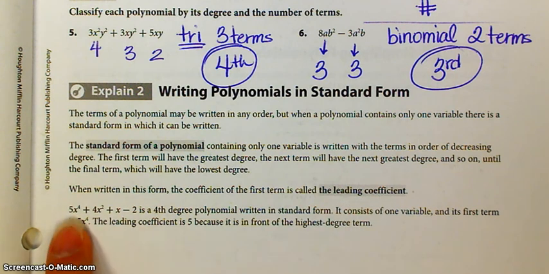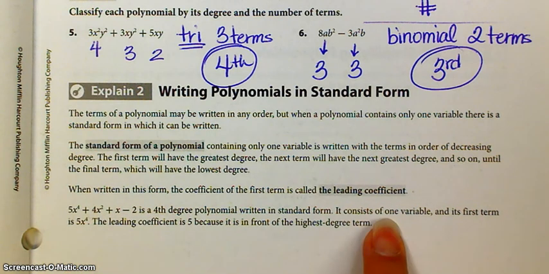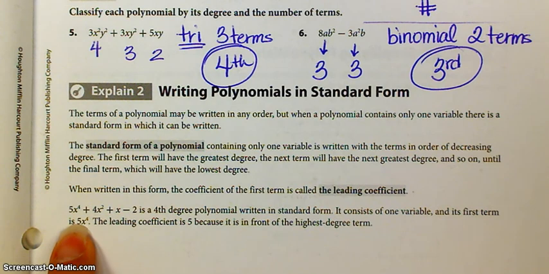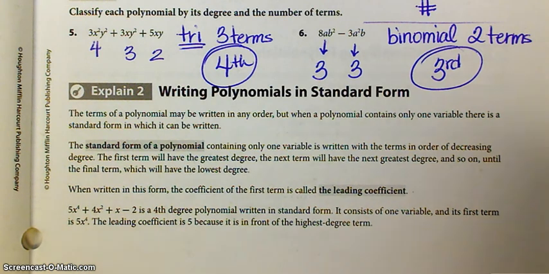All right, so for example, 5x to the fourth plus 4x squared plus x minus 2, that is a fourth degree polynomial. Why? Because x is raised to the fourth power. And it's written in standard form because we've got highest degree down to lowest degree. It consists of only one variable, x. First term is 5x to the fourth, so the leading coefficient is 5. All right, let's go to the next page.